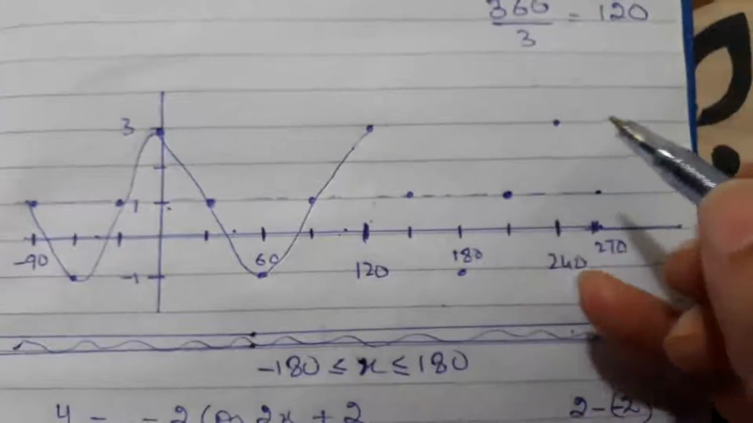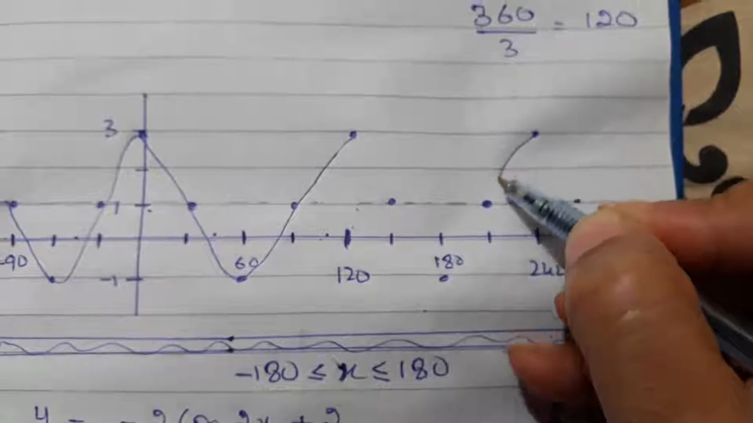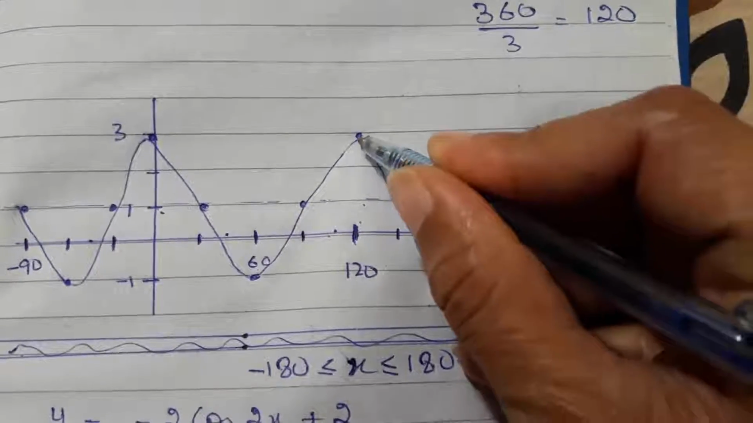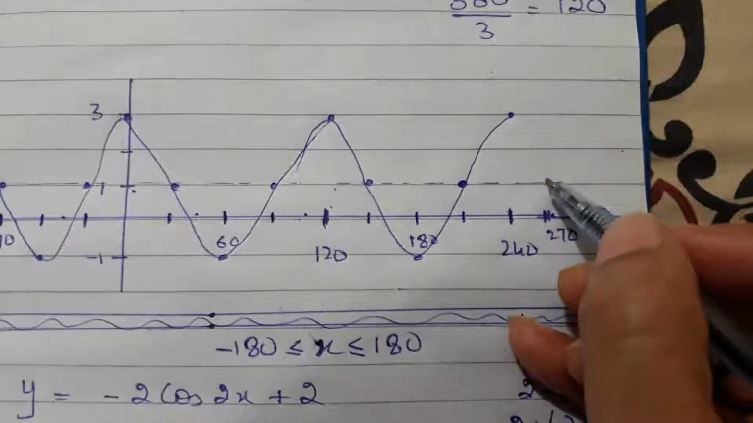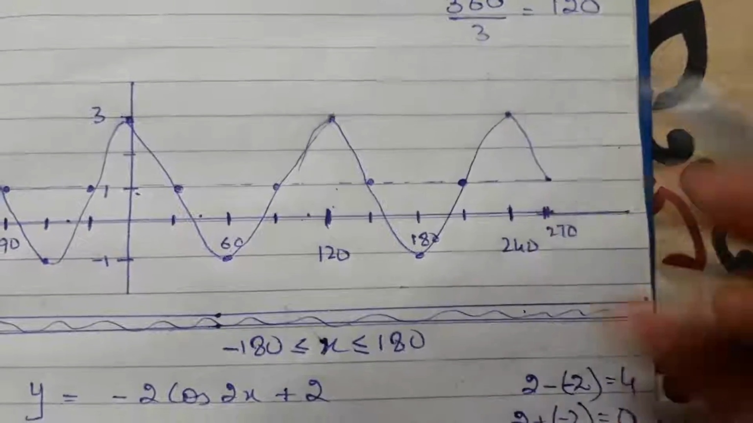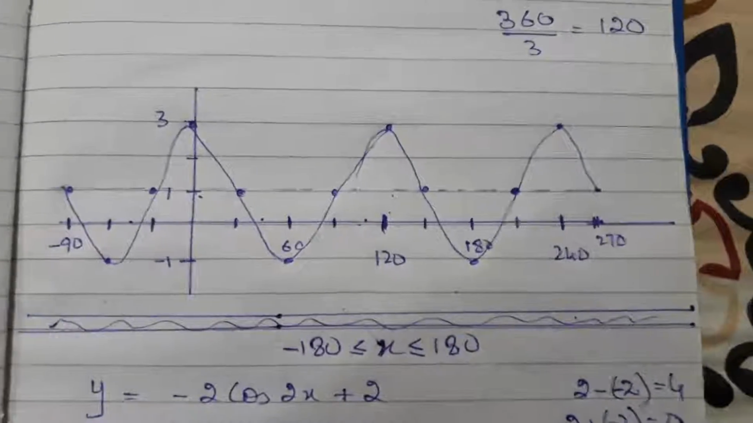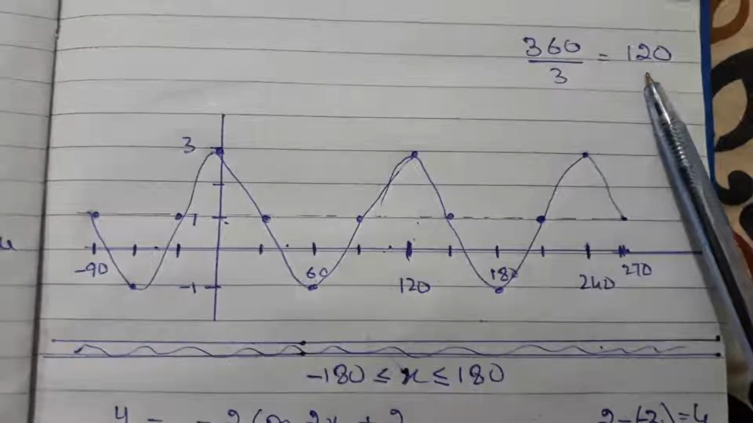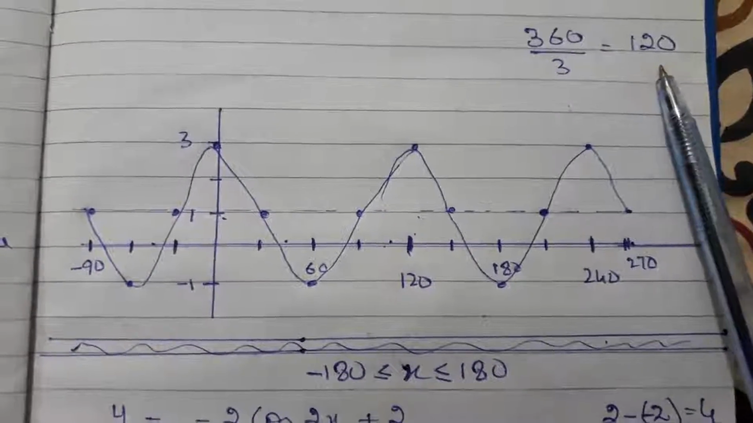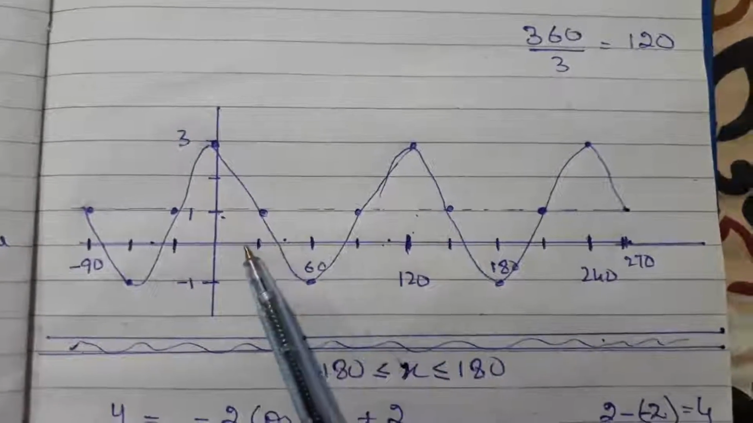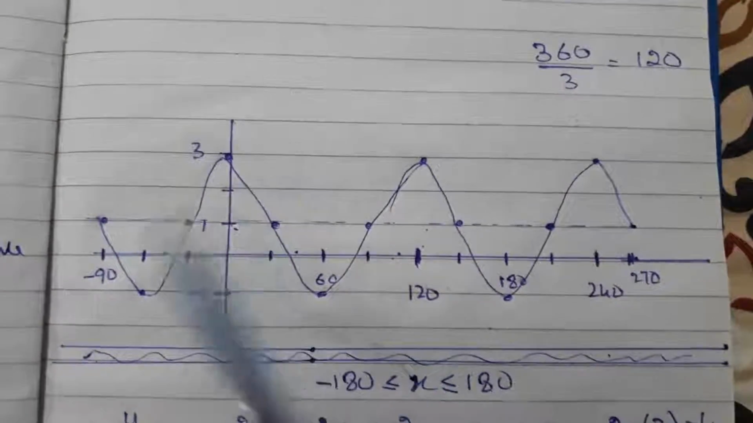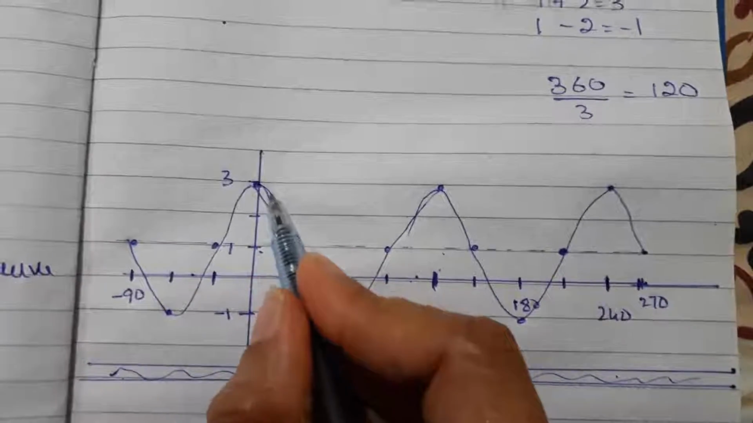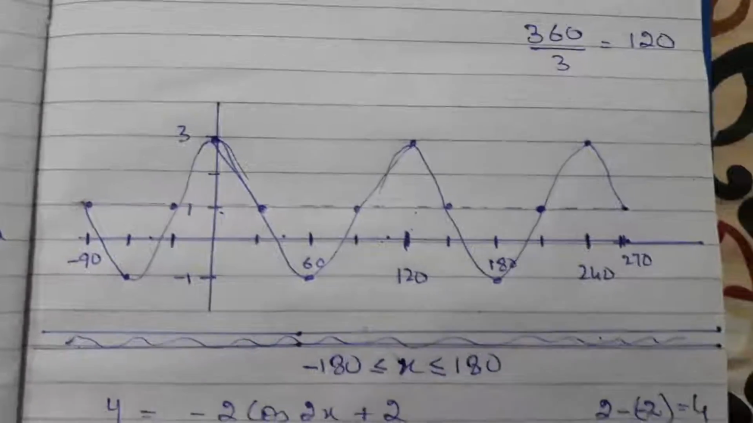And similarly, we will complete it here. So this is the cos graph. I hope you understood. First of all, we divided 360 by three, and I know my one cycle will be completed in 120 degree. So 120 I have divided further into four parts, and then it's simple. The shape is not very perfect, but I hope when you draw it, it will be perfect.